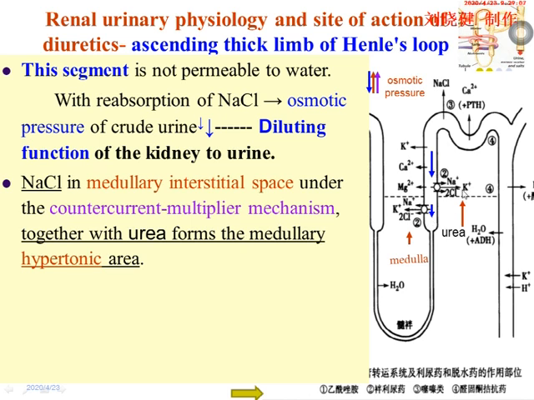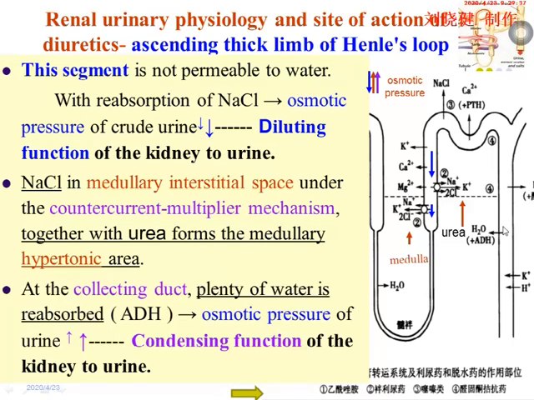And the sodium chloride in the medullary interstitial space, under the countercurrent multiplier mechanism, together with urea, forms the medullary hypertonic area. In this medullary interstitial space, the osmotic pressure is relatively higher. With the flowing of the crude urine in the tubule, it reaches the collecting duct. At the collecting duct, plenty of water is reabsorbed under the regulation of ADH, antidiuretic hormone. With a lot of water reabsorption, the osmotic pressure of urine in the collecting duct can further increase. This is the condensing function of the kidney to urine.